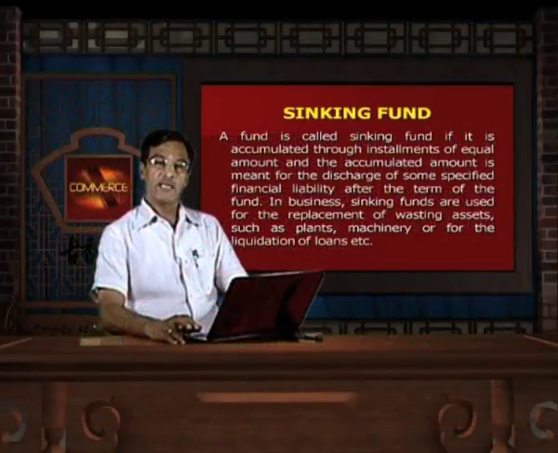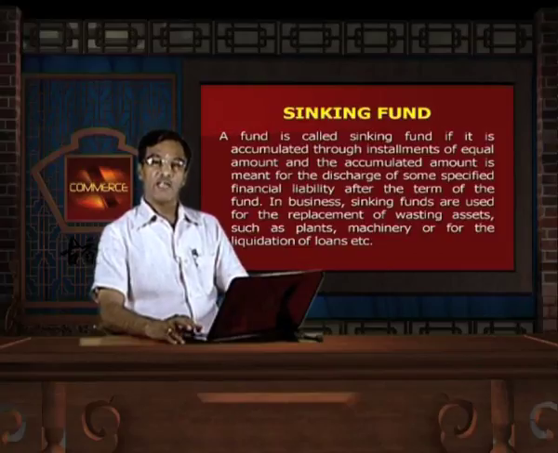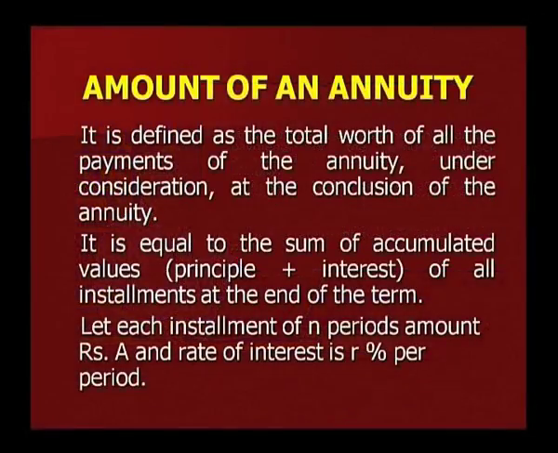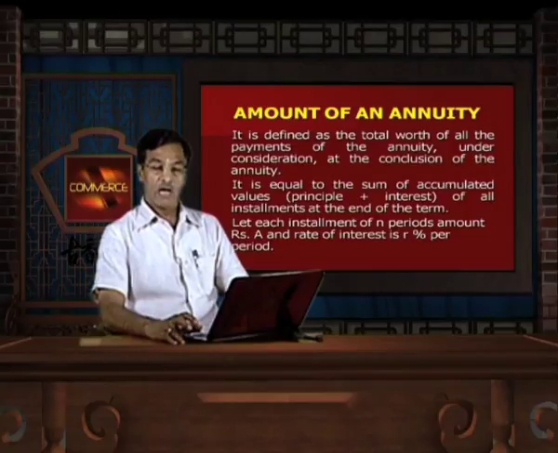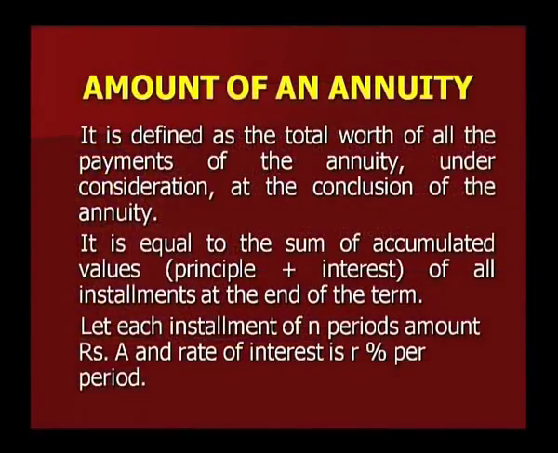Now, I am going to explain the present value of annuity. Amount of an annuity. It is defined as the total worth of all the payments of the annuity under consideration at the conclusion of the annuity. It is equal to the sum of accumulated values, principal plus interest, of all installments at the end of the term. Let each installment of n periods amount to rupees A and the rate of interest is r% per period.